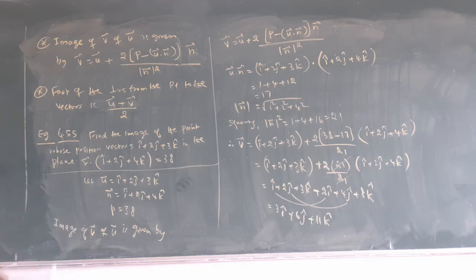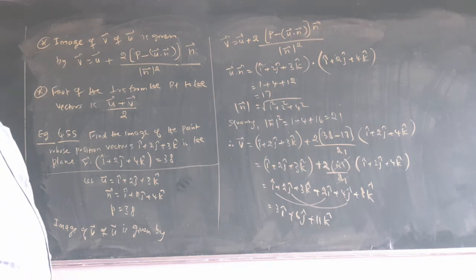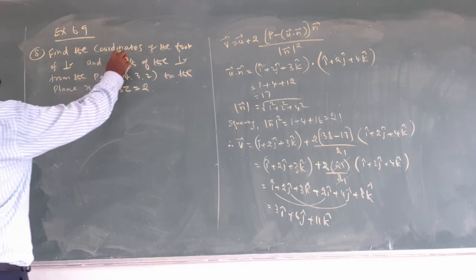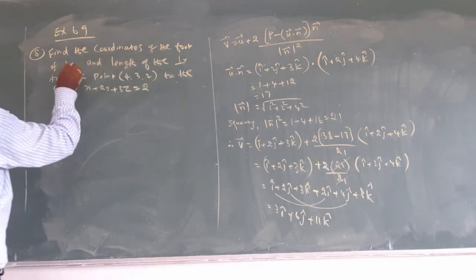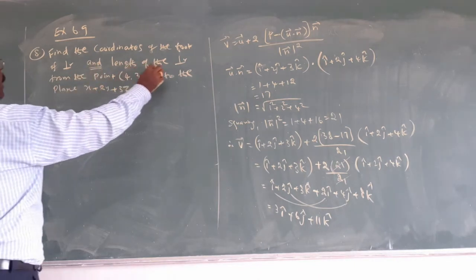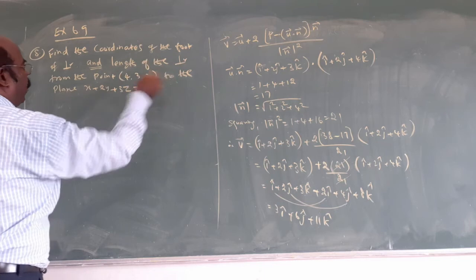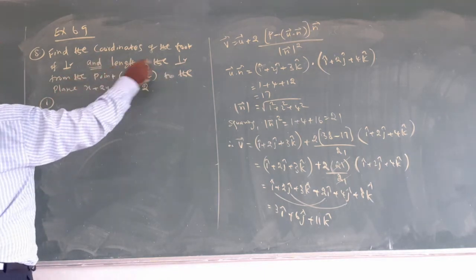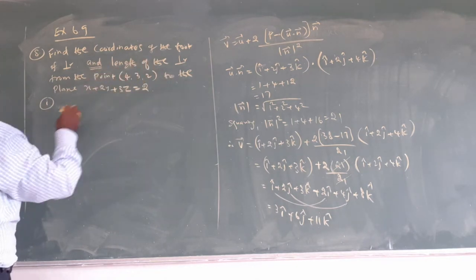That's all, the exercise problem. The next part is asked, I use the same formula. Check. Now the exercise last question, 6.9 last question: find the coordinates of the foot of the perpendicular and the length of the perpendicular from the point to the plane. Actually, two parts, you know. Length is easy for you. Thus I will find the second part.